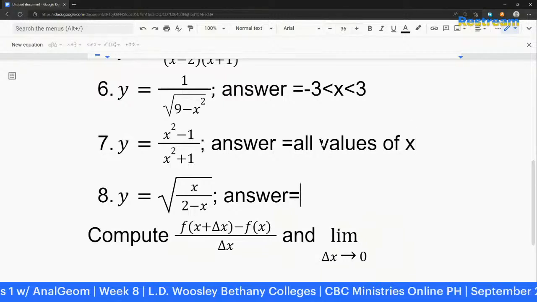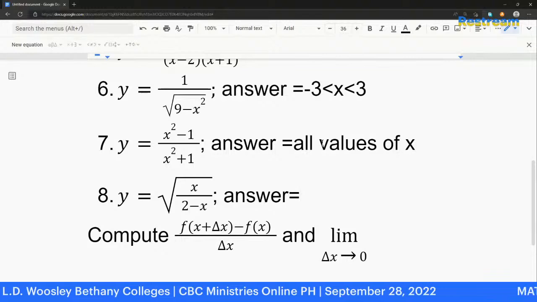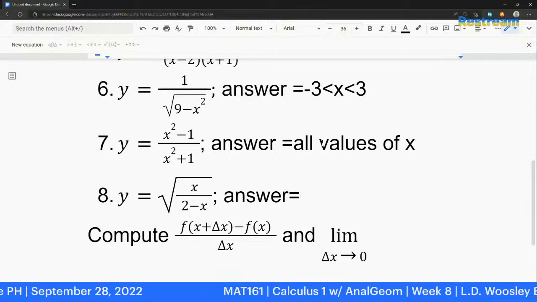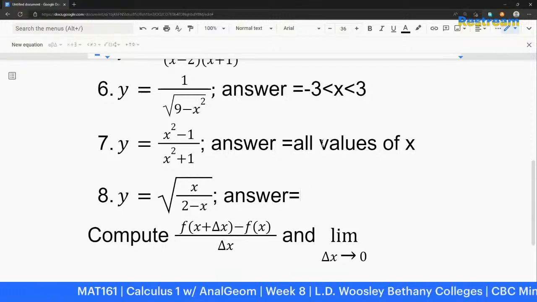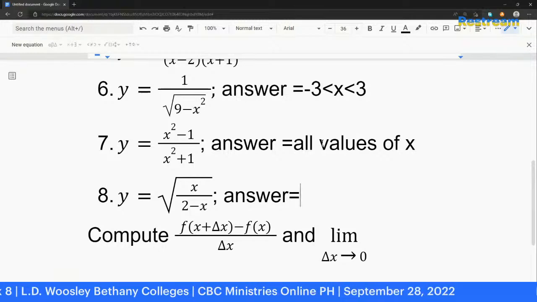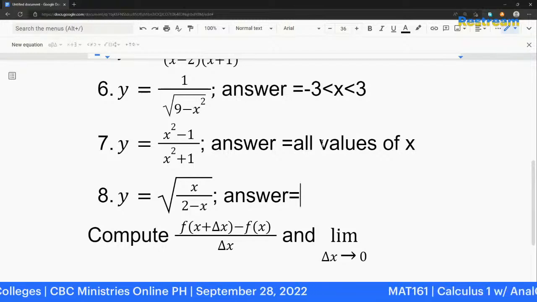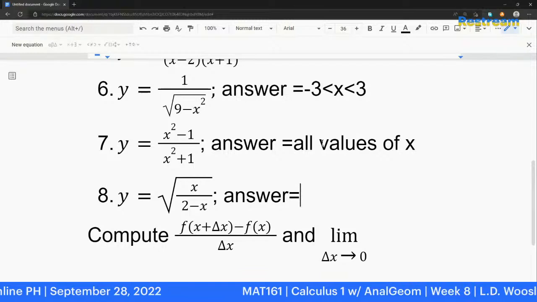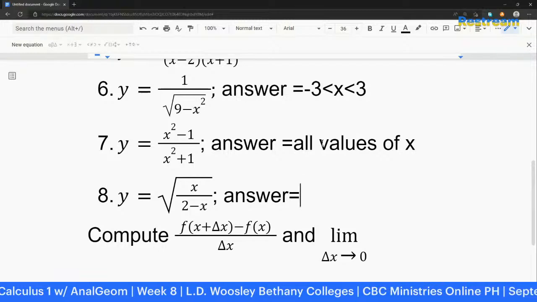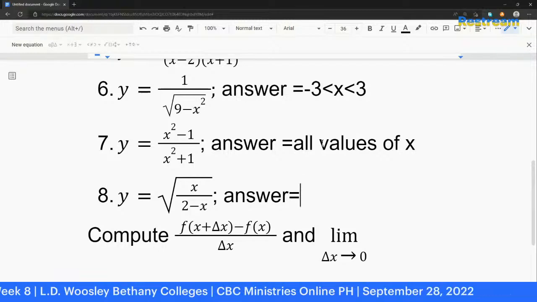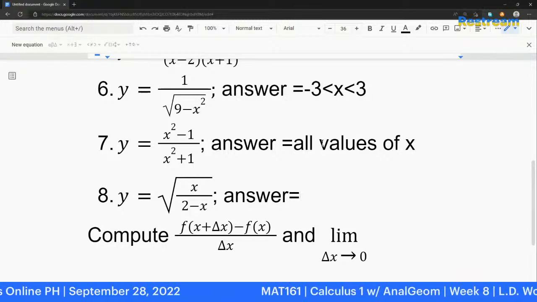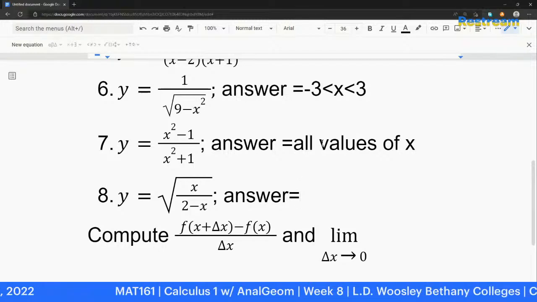Yung kay Gian, not equal to 2. Alright, so actually hindi lang yun ang mag-invalid. Consider also, Gian, the radical. Kailan magiging invalid yung radical? Kapag negative ang radicand. So titingnan mo rin siya. Kasama sa sagot yung 2? Less than 2 actually. Pero anong kaparehas niya?